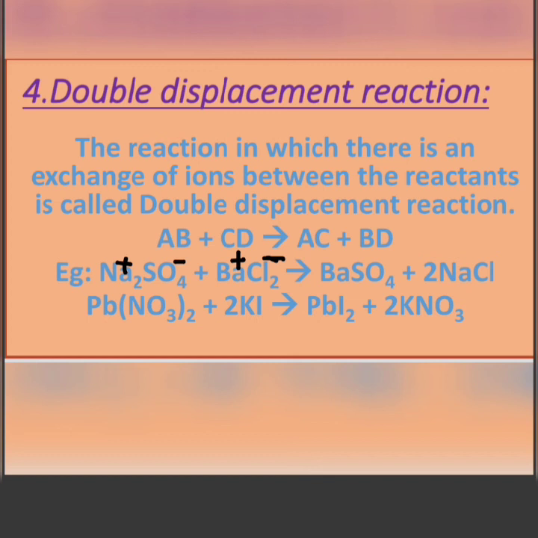Now, exchange of ions means what? You know very well that like charges repel each other and unlike charges attract each other. So what will happen here is there will be an exchange of ions. Na, being positive in nature, will be attracted towards Cl. Is that clear? So NaCl is formed here, and sulfate and barium, they are having different charges, so they will be attracted and they will form BaSO4. BaSO4 is known as barium sulfate. Is that clear to everybody?